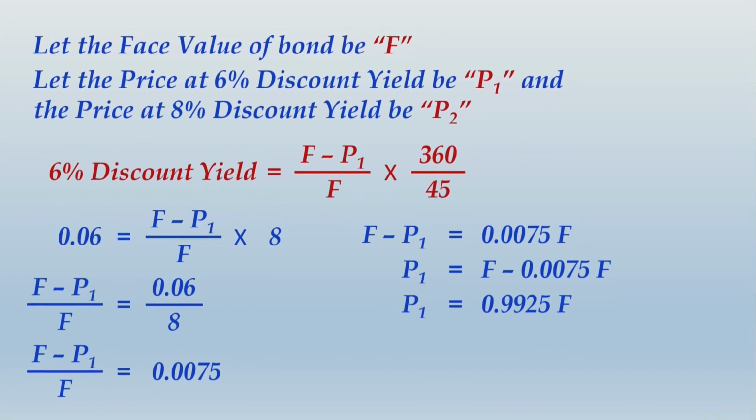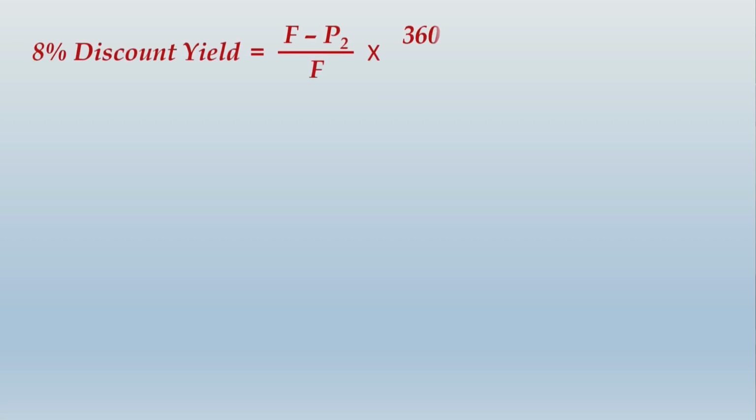Alright friends, once you have completed this much, let us move ahead, and now we make a similar calculation with 8% discount yield. I don't have to explain this to you separately. The calculation is done in the same manner, only one thing changes. 8% discount yield will be connected with a different price, which is P2.